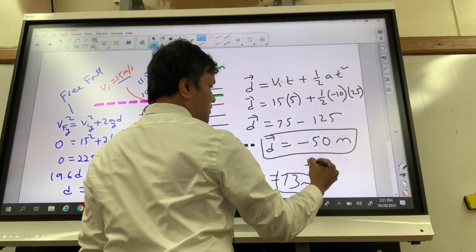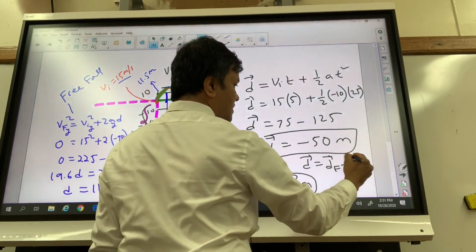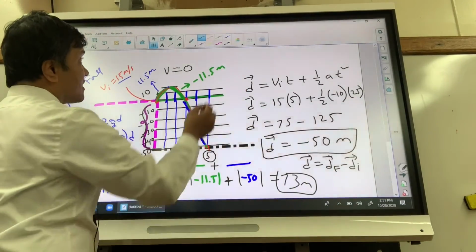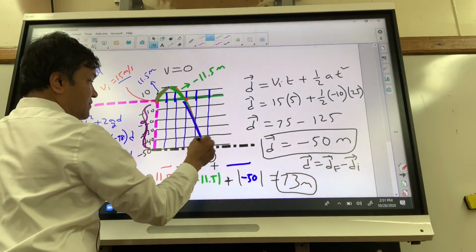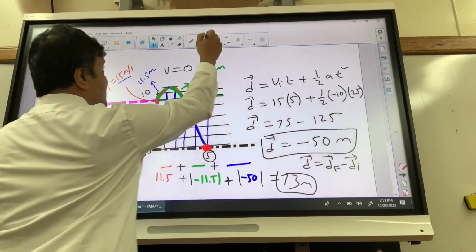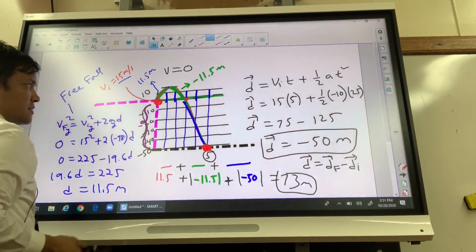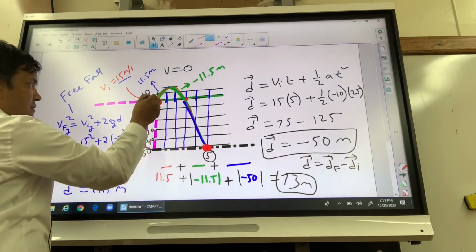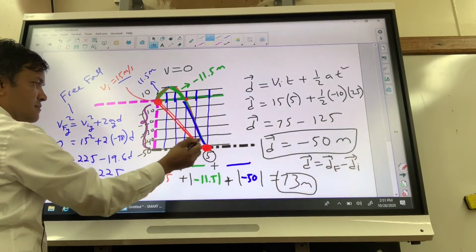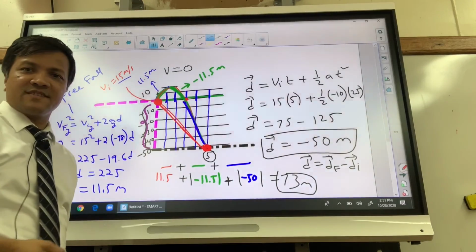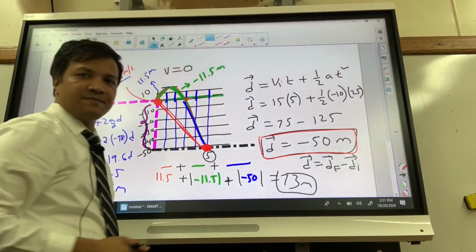The displacement is d final minus d initial. What is d final? d final is right here. What is d initial? This is the d initial. So this is negative 50, and it is obvious why it makes sense that it is negative 50.